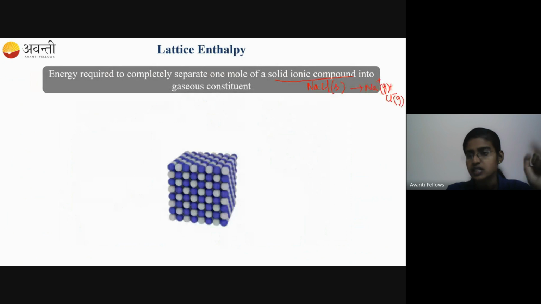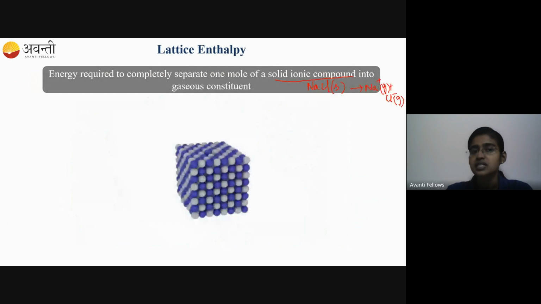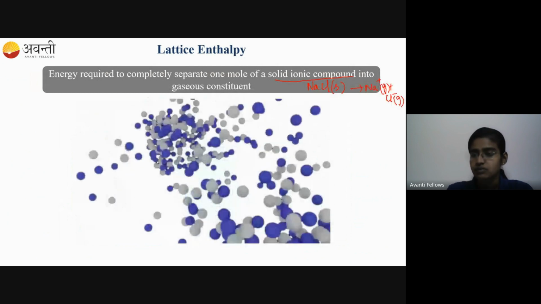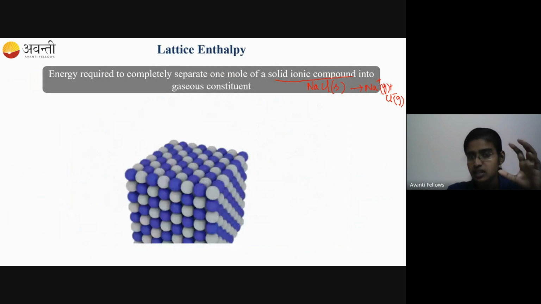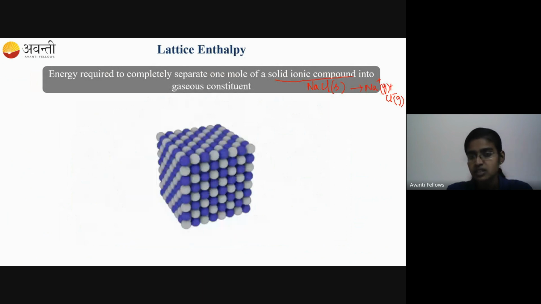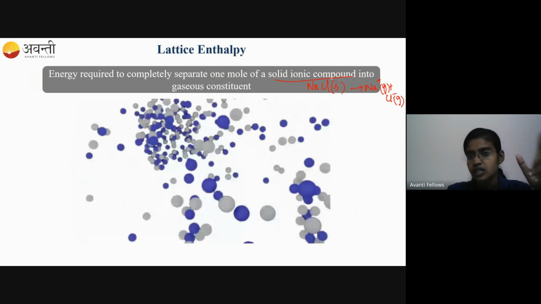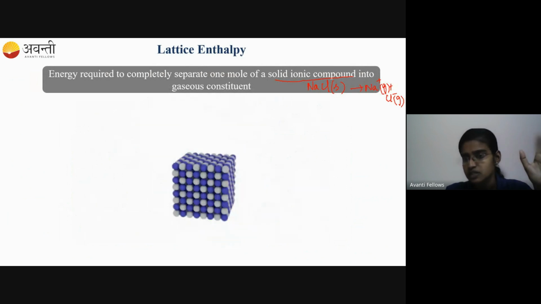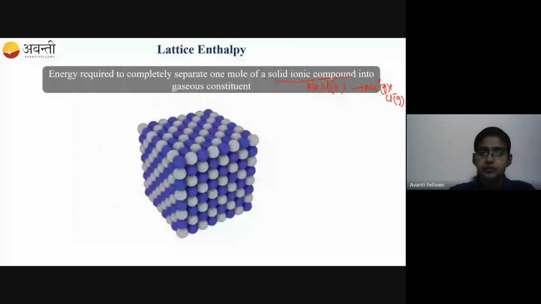So the energy required to separate this 1 mole into its gaseous constituent species is called lattice energy. Okay, you can see it in the GIF. That is a lattice. Now I'm giving energy, the lattice is absorbing the energy that I'm giving and it is breaking down into its constituent atoms, which is called lattice energy.